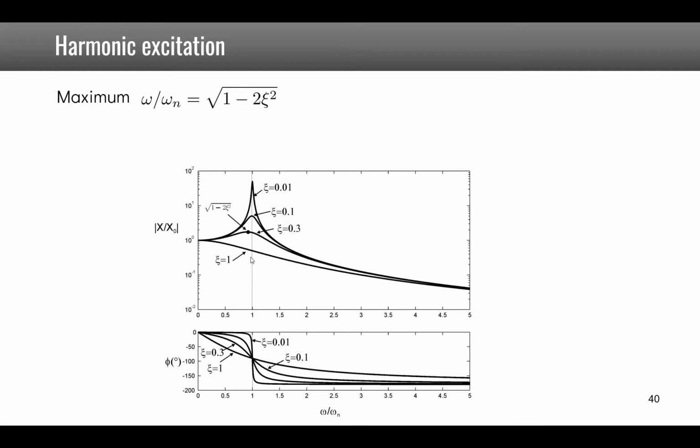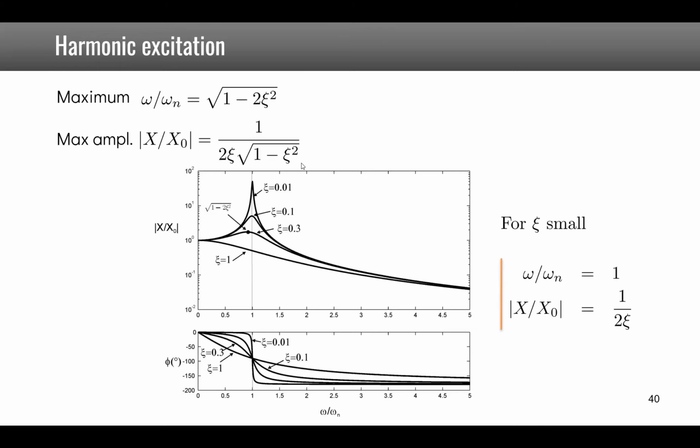Actually, this maximum occurs at omega over omega n equal to the square root of 1 minus 2 xi squared. So it is close to the value of omega n, especially when the damping is small. And the maximum amplitude is given by this expression. For small values of xi, the maximum occurs at the natural frequency, so when omega divided by omega n is 1, and the maximum amplitude is given by 1 over 2 xi. It means that if you double the damping, you will reduce by half the dynamic amplification at resonance.